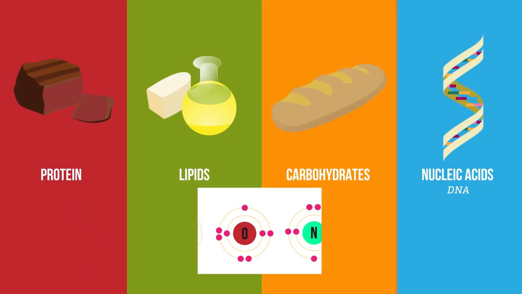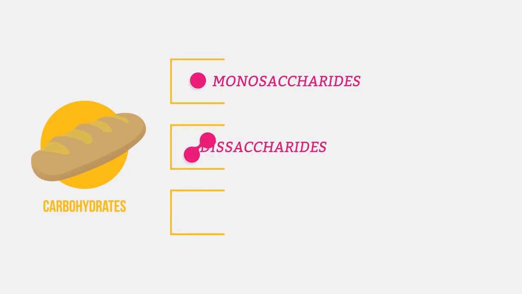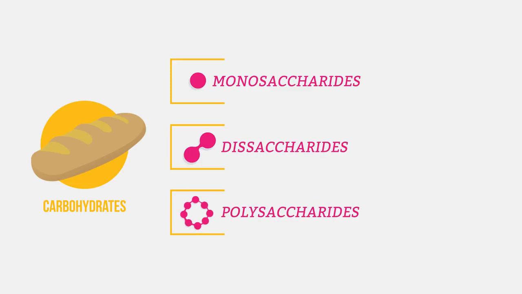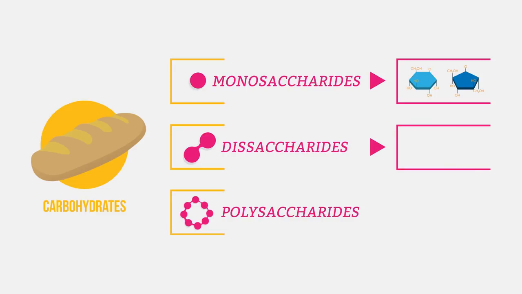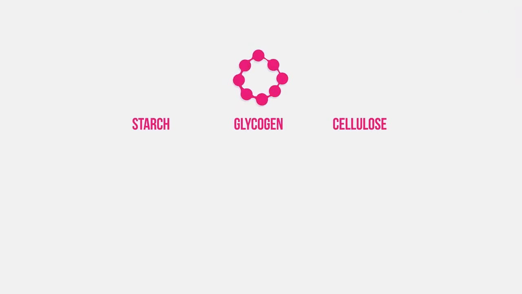Let's start by looking at carbohydrates. There are 3 main types of carbohydrate: monosaccharides, disaccharides, and polysaccharides. Simple sugars like glucose and fructose are monosaccharides. Sucrose, which is made up of 2 simple sugars joined together, is a disaccharide. And some carbohydrates are polymers that are made up of lots of sugars joined together, and so are called polysaccharides. Starch, glycogen, and cellulose are 3 important polysaccharides.